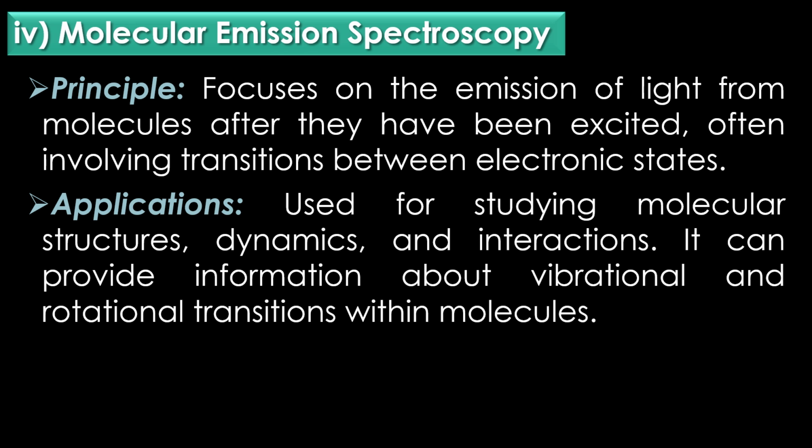The fourth type of emission spectroscopy is molecular emission spectroscopy. Molecular emission spectroscopy focuses on the emission of light from molecules after they have been excited, often involving transitions between electron states. It is used for studying molecular structures, dynamics, and interactions. It can provide information about vibrational and rotational transitions within the molecules.